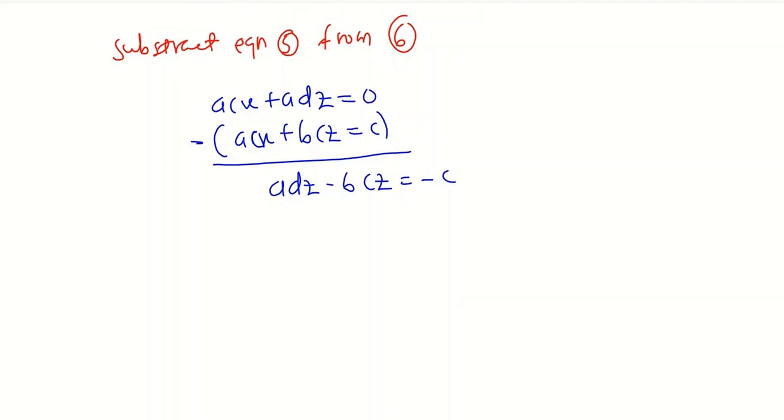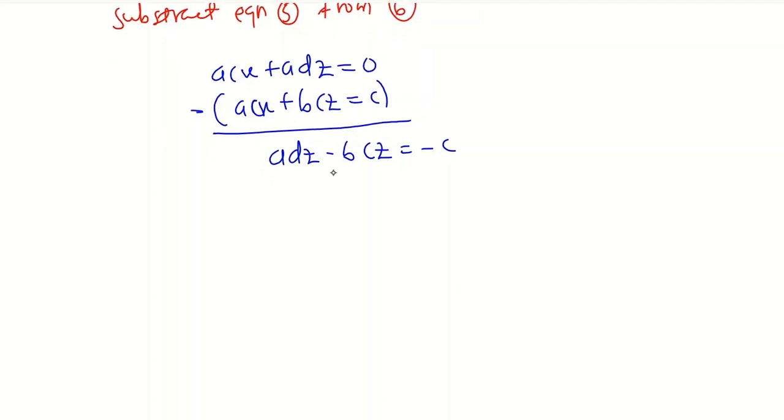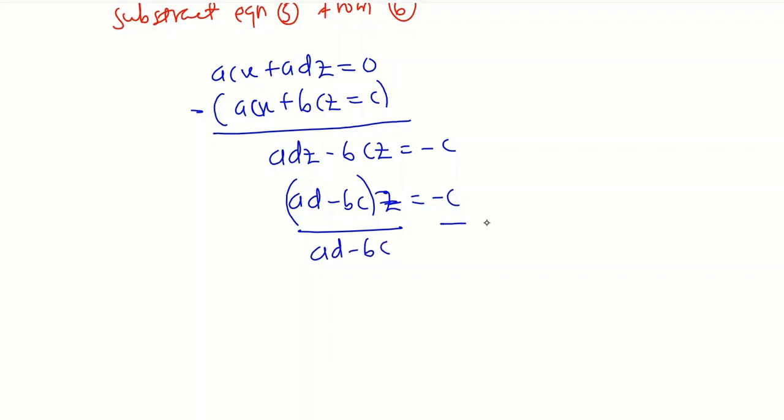We can see that Z is common in both ADZ and minus BCZ. So we can factorize Z out, and we have (AD minus BC) multiplied by Z, and then we have minus C here. In making Z the subject, we can divide by AD minus BC, so this cancels that, and we have Z equal to minus C divided by AD minus BC, and this becomes the value of Z.